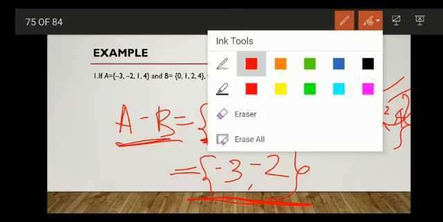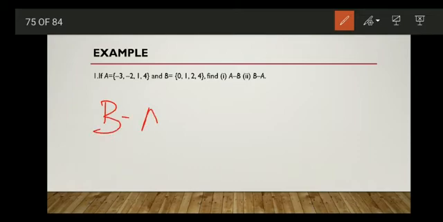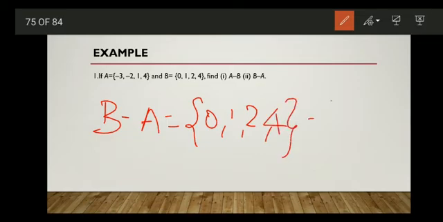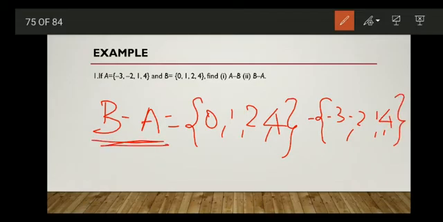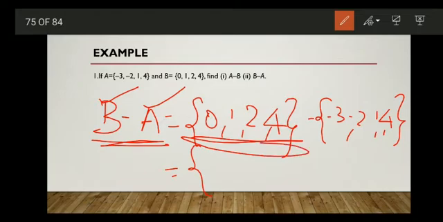So now let us find B difference A. First write the elements of B: 0, 1, 2, 4. Then the elements of A: -3, -2, 1, 4. B difference A means the collection of all elements in B but not in A. So we have to consider only the elements of B and make sure that those elements are not in A. The first element is 0. 0 is not there in this set, so B difference A will have that element 0. Then 1. 1 is there in this set, so we have to neglect 1.